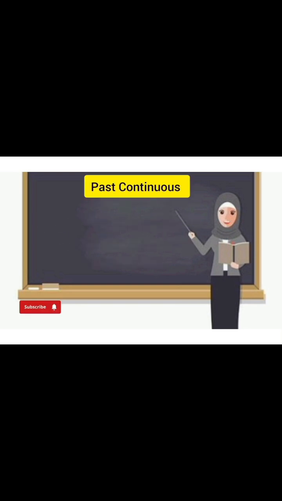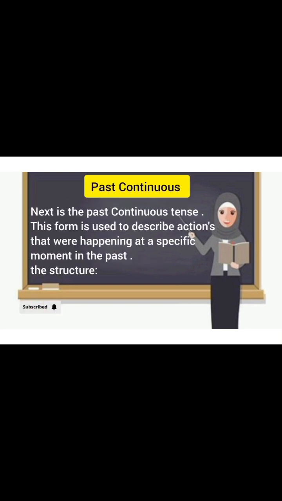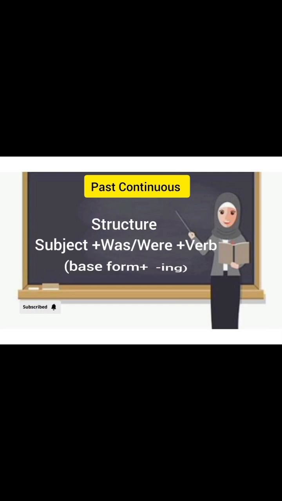Past continuous. Next is the past continuous tense. This form is used to describe actions that were happening at a specific moment in the past. The structure is: subject plus was or were, plus verb, base form plus ing.